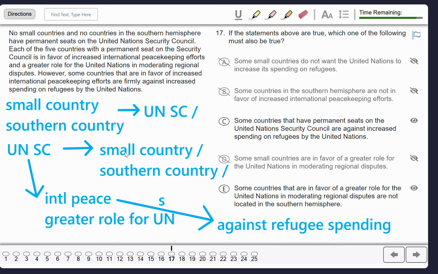So, putting this together, what countries are in favor of a greater role for the UN and not located in the Southern Hemisphere? These countries, right? The permanent members of the UN Security Council. If you are a permanent member of the Security Council, you are not located in the Southern Hemisphere, okay, right here, and you are in favor of a greater role for the UN, right?